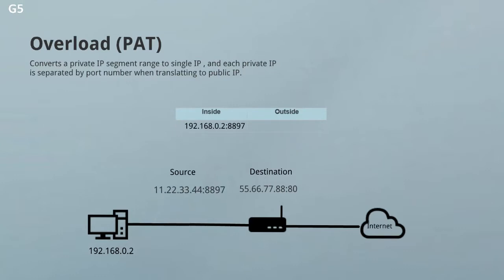The router then builds a NAT table. This table matches the private address and port number to the public address and port number. Once the router swaps the address and adds it to the table, it rebuilds the data and sends it on its way.